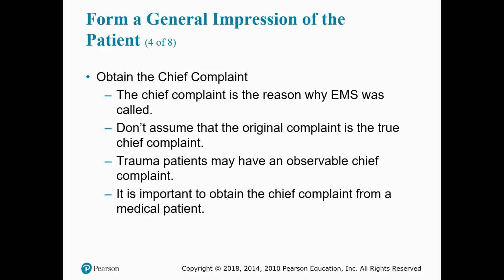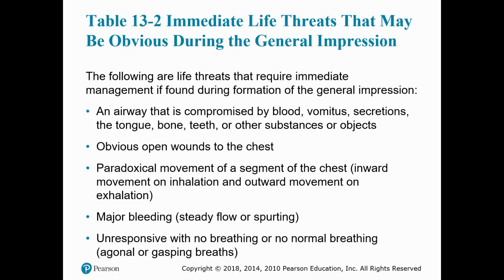This is just a list of life threats that require immediate management if found while you're trying to get your general impression. Compromised airway. You can have all different types of things in the airway: blood, vomit, secretions. The patient may be unresponsive and unable to maintain their airway, so the tongue's flat back in the throat. They may have bone in there from a fracture to the face, broken teeth from an assault or a fall, or other substances or objects. Patients sometimes put things in their mouth. Kids put things in their mouth all the time. That can become an airway compromise.